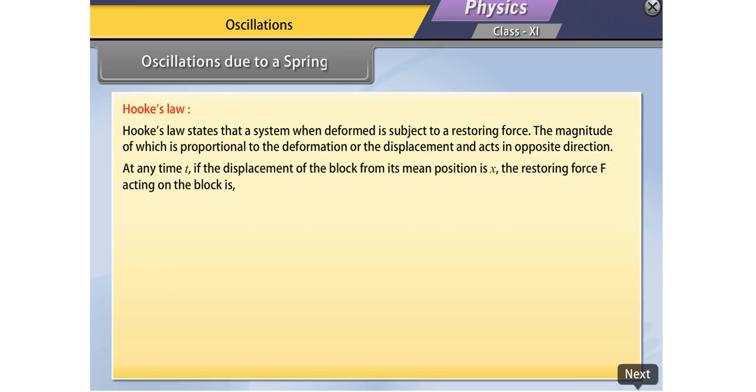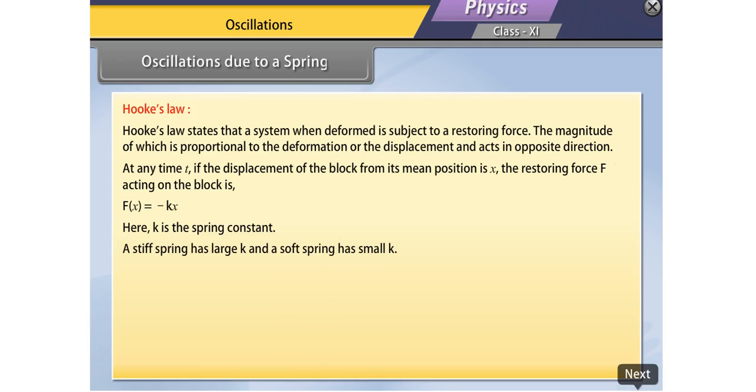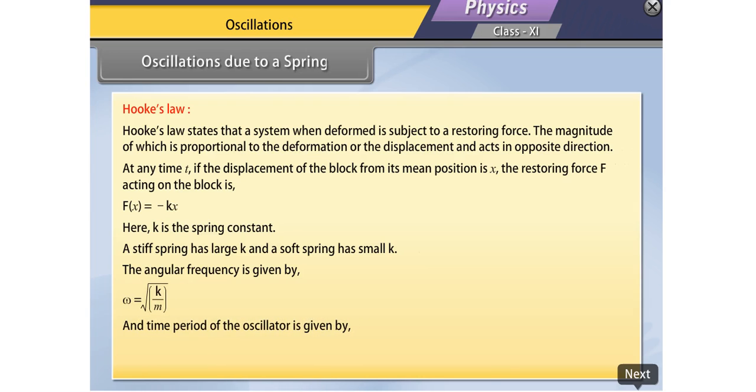At any time t, if the displacement of the block from its mean position is x, the restoring force F acting on the block is F(x) is equal to minus kx. Here, k is the spring constant. A stiff spring has a large value of k and a soft spring has a small value of k. For this system, angular frequency is given by omega is equal to under root k upon m, and time period of the oscillator is given by T is equal to 2 pi under root m upon k.